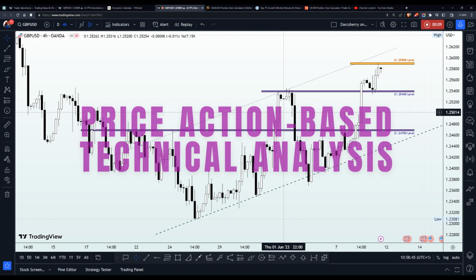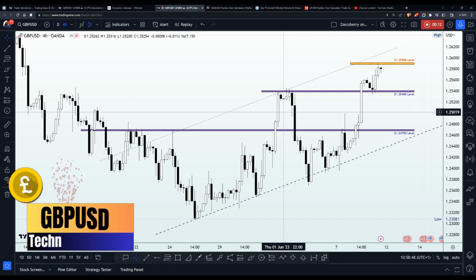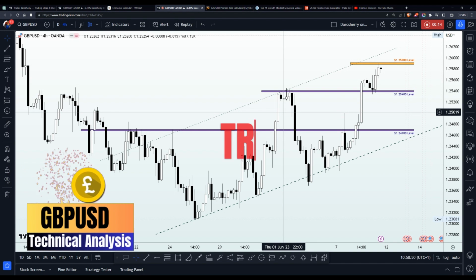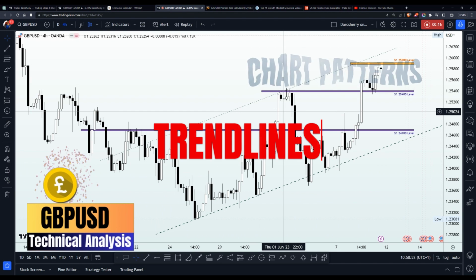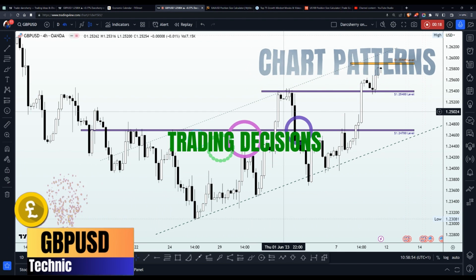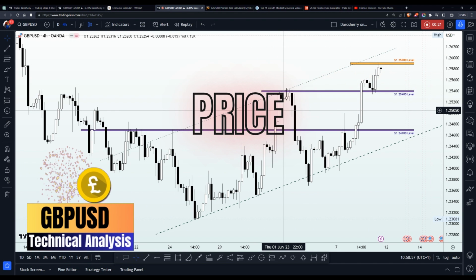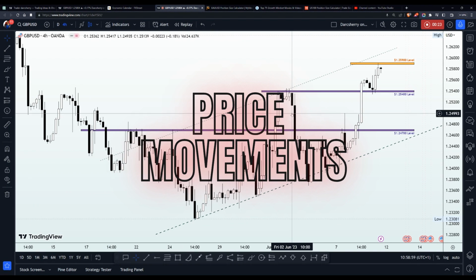In this session, we will be diving into the GBPUSD chart using trend lines and chart patterns to make informed trading decisions based on historical price movement ahead of the new week.